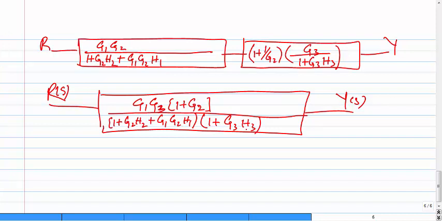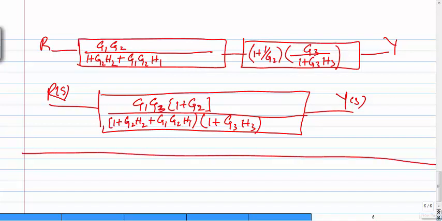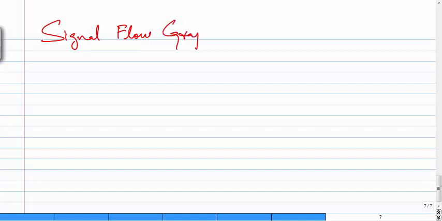Now this is very easy, doing it by applying the different algebraic relations and reducing the block diagram. The question is how we can solve some complex one. In that case we study a new technique known as signal flow graph. Signal flow graph actually helps us to solve these problems easily.